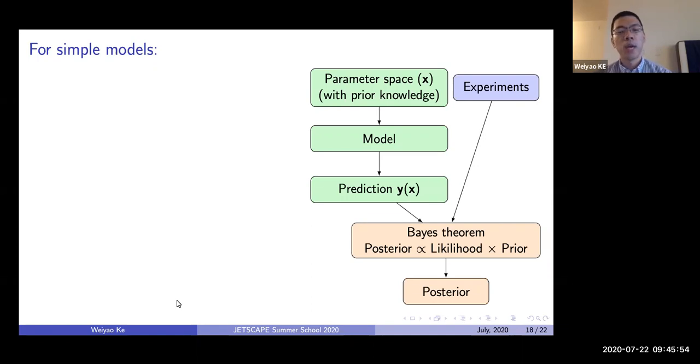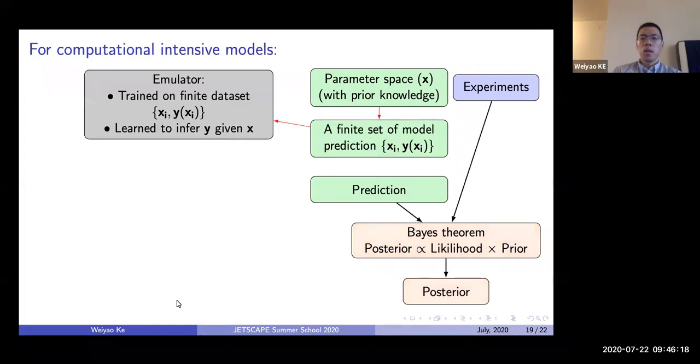For example, to get a prediction with reasonable statistical uncertainty using the hydrodynamic-based evolution model for heavy-ion collisions, you need hundreds to thousands of computing hours at a single parameter point. Therefore, we cannot just apply such a framework directly. We need to take a detour. We don't want to compute the full model over and over again at an arbitrary parameter point.